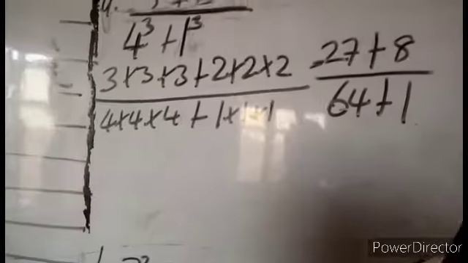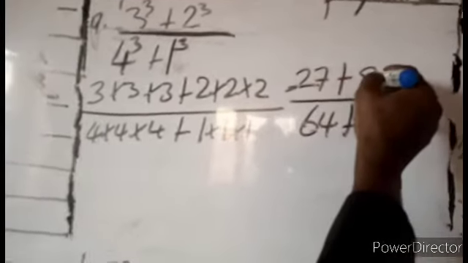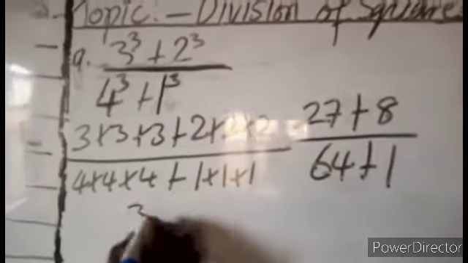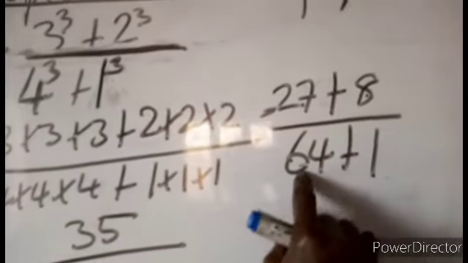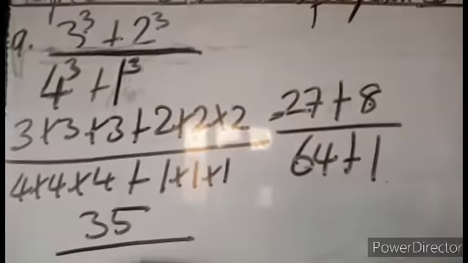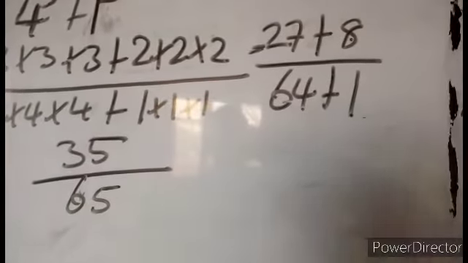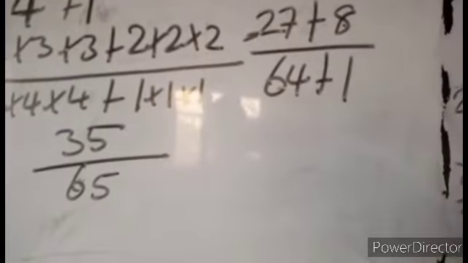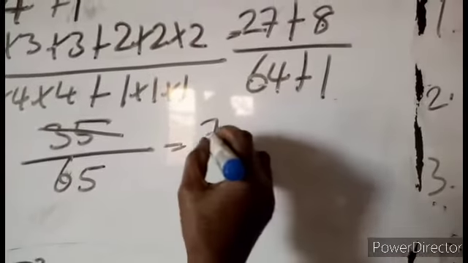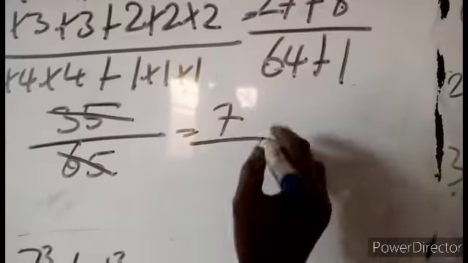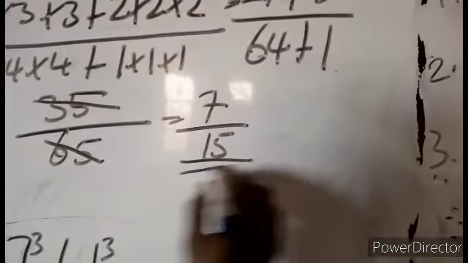Let's add the numbers together before we know what to do. The next one we say 27 plus what? Plus 8. Here will give us 35. All over, that's divided, okay? 64 plus 1. Here give us what? 65. Right. Okay. We look for a number that can divide both of them equally. Now let's use 5. Okay, 5 can go into this. 5 here we have 7. Okay, 5 here we have 13. Am I right? Okay, that is our final answer.